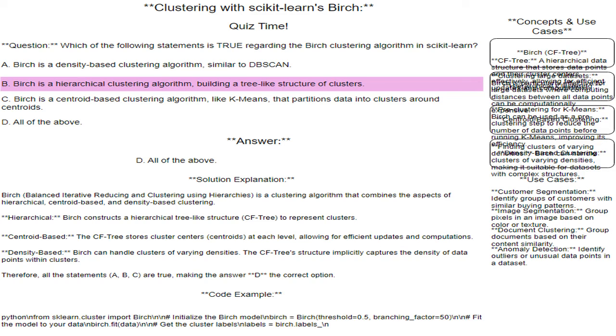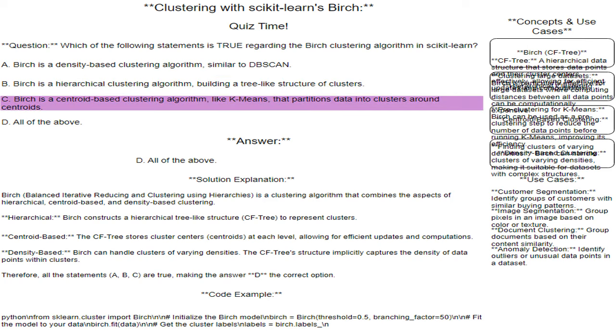B. Birch is a hierarchical clustering algorithm, building a tree-like structure of clusters. True. Birch constructs a hierarchical tree-like structure, the CF tree, for clusters. The CF tree facilitates the organization of data points into clusters, with subclusters nested within larger clusters, forming a hierarchical structure.